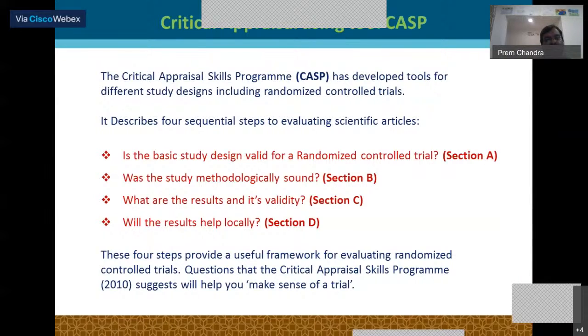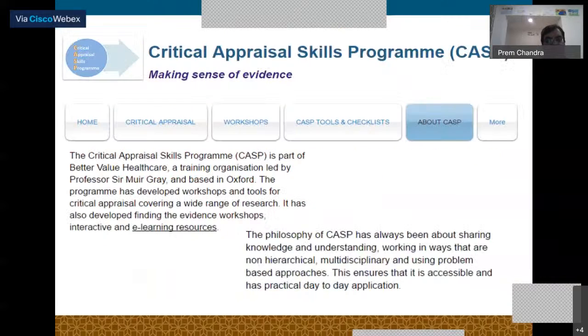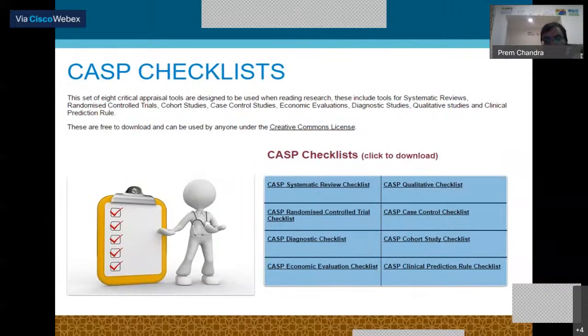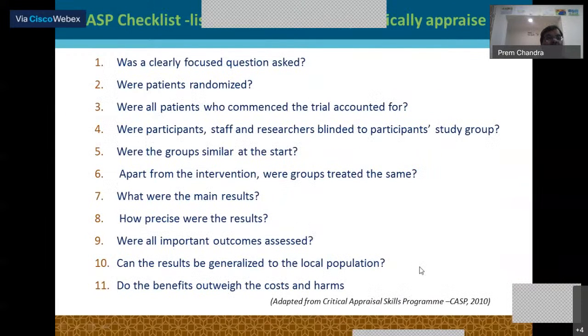Section B is about the methodological point of view. Is the study methodologically sound or not? Section C is about the results and their validity, and Section D is about whether the results help locally or not. This is the platform where you can download all the checklists, not only for RCT but all the other studies as well. I'm not going to discuss in detail, but look at the screenshot here. The checklist is available for randomized clinical trials, case control, cohort, and those kinds of studies. So these are the 11 items that we have under the CASP checklist.